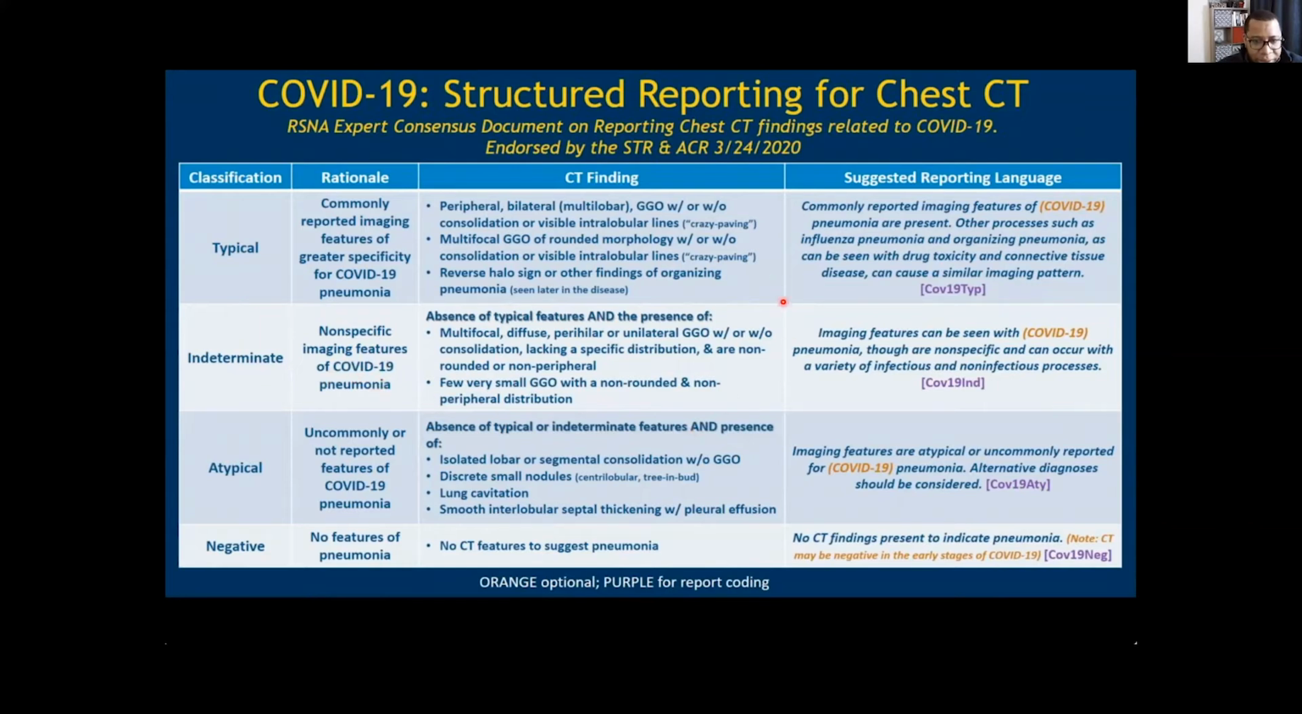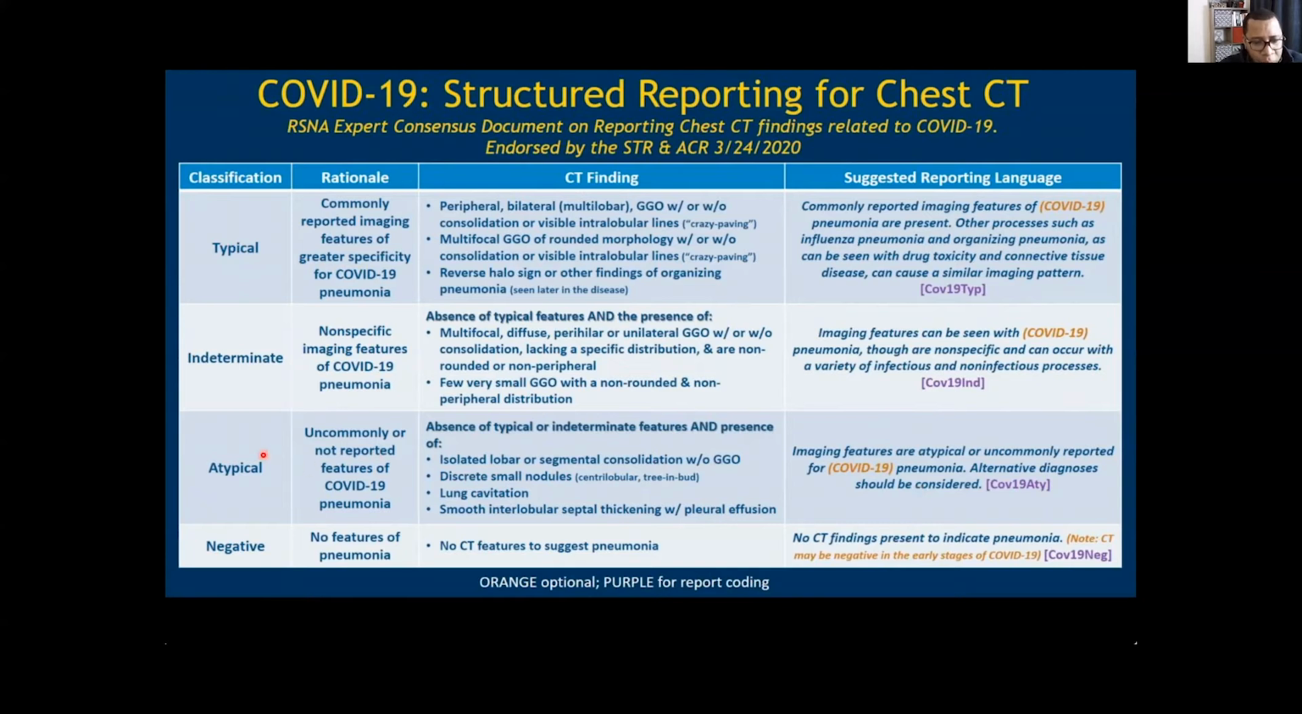Absence of typical features like we just talked about, and multifocal, diffuse, perihilar, or unilateral ground glass opacity, with or without consolidation, lacking a specific distribution, and are non-rounded or non-peripheral. A few ground glass opacities with a non-rounded or non-peripheral distribution. A suggested way to say it is: imaging features can be seen with COVID-19 pneumonia, though are not specific and can occur with a variety of infectious and non-infectious processes.